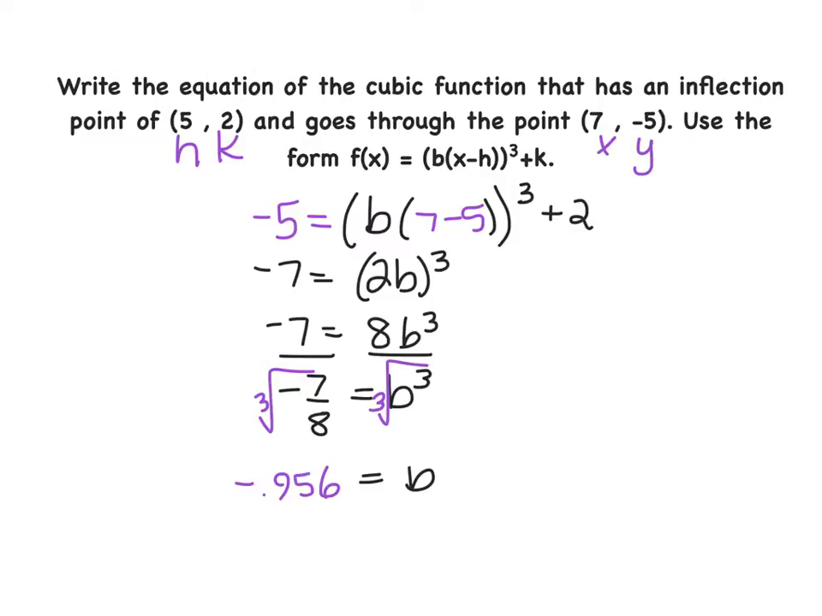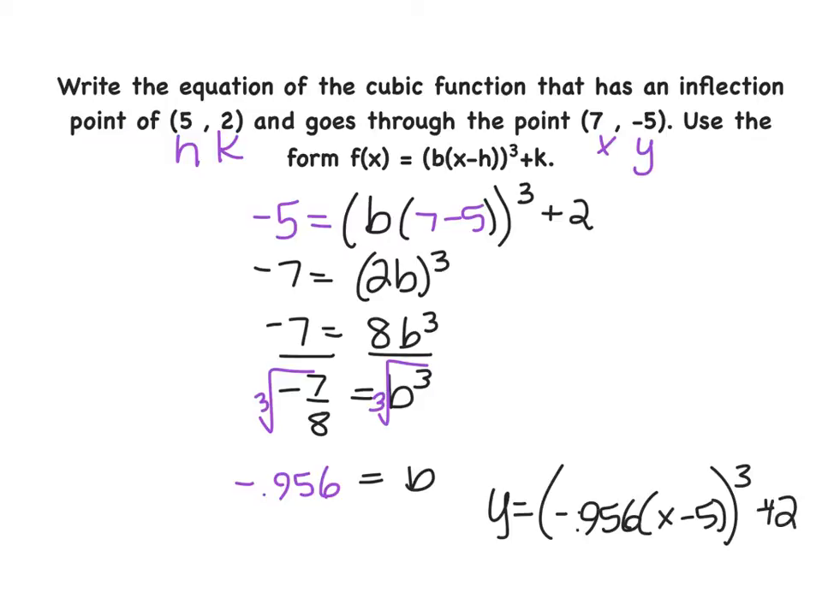Now, I did randomly select these points, but that's still a weird number, so I'm going to check this in y equals. And that actually works. So my equation is going to be y equals -0.956 times (x minus h) all cubed plus 2.